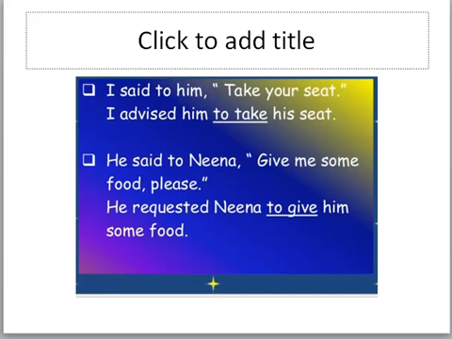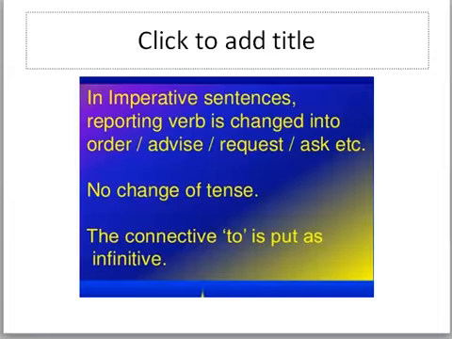You would be using reporting verbs such as advised, requested, ordered, commanded, right? He said to Nina, give me some food please. He requested Nina to give him some food, right? So this is how imperative sentences get changed when you change them into indirect speech.